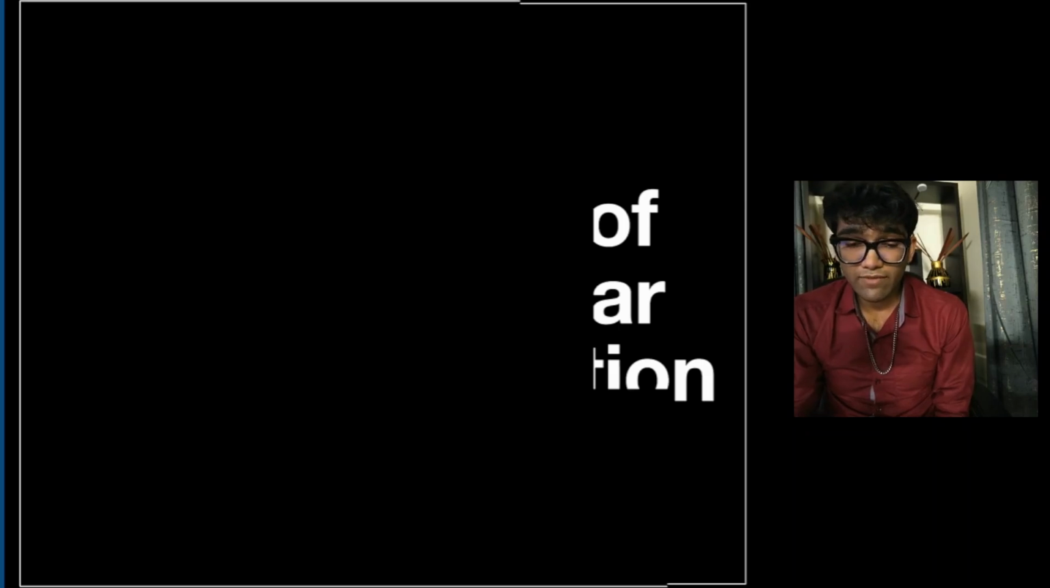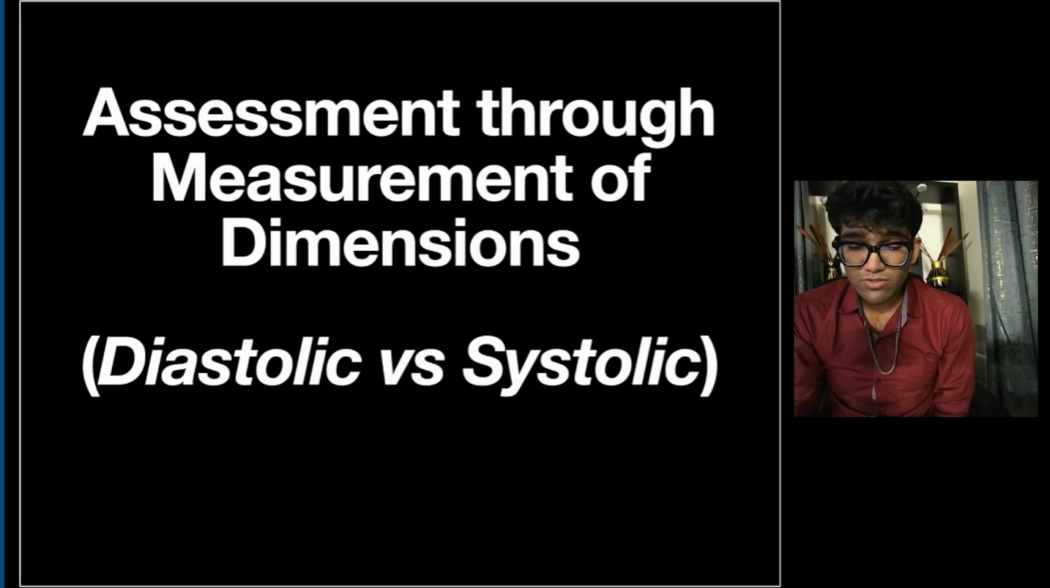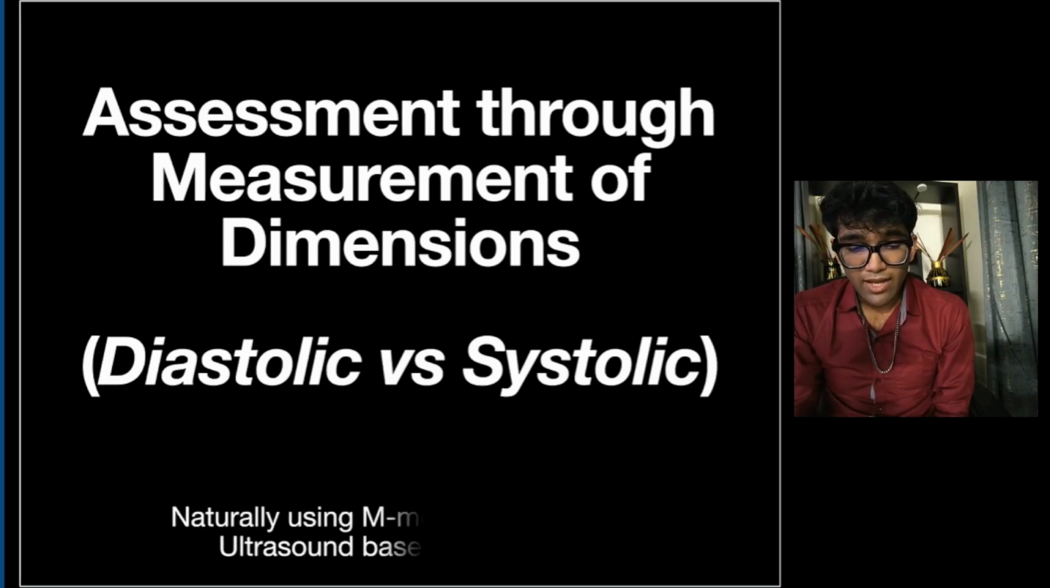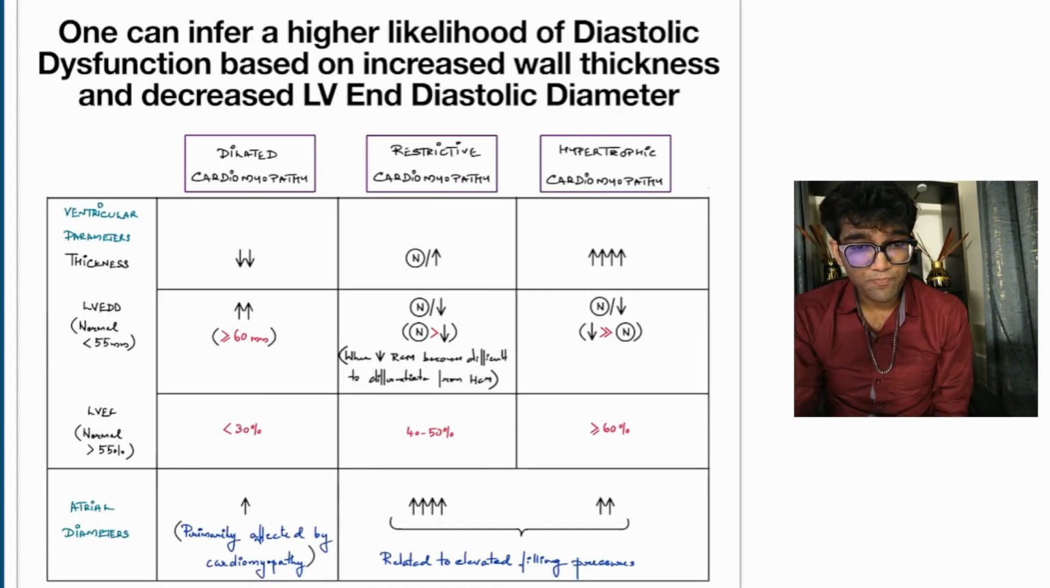How do we assess systolic function of the left ventricle? Obviously, we'll use the same framework and we'll start with assessment of measures of the dimensions of the ventricles. So this would be systolic versus diastolic, and for this we'll be using M mode and B mode ultrasound based techniques.